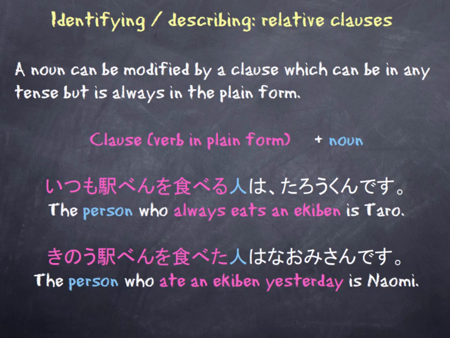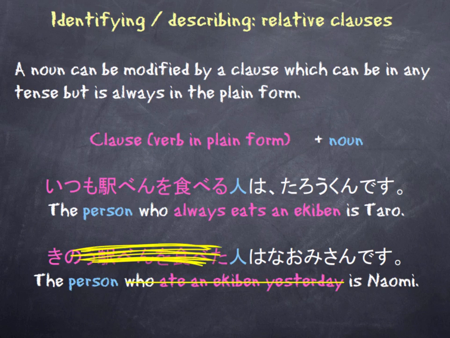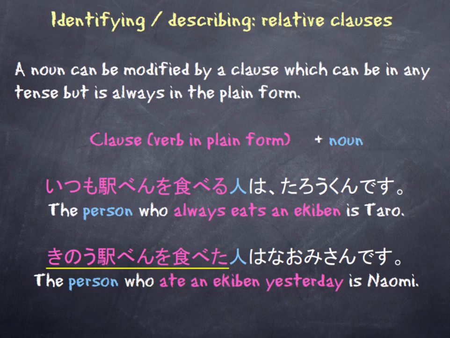In our second example, the person who ate an ekiben yesterday is Naomi. 昨日駅弁を食べた人は Naomi-san desu. Again, we could take out this extra phrase, "who ate an ekiben yesterday," and be left simply with "the person is Naomi." But we want to be more descriptive than that about Naomi, so we're going to attach this sentence at the front of our sentence here.